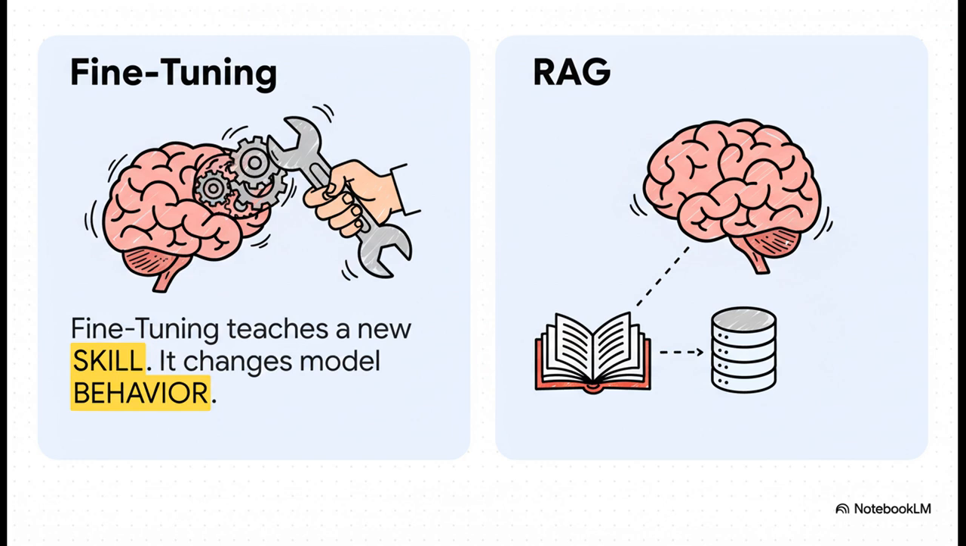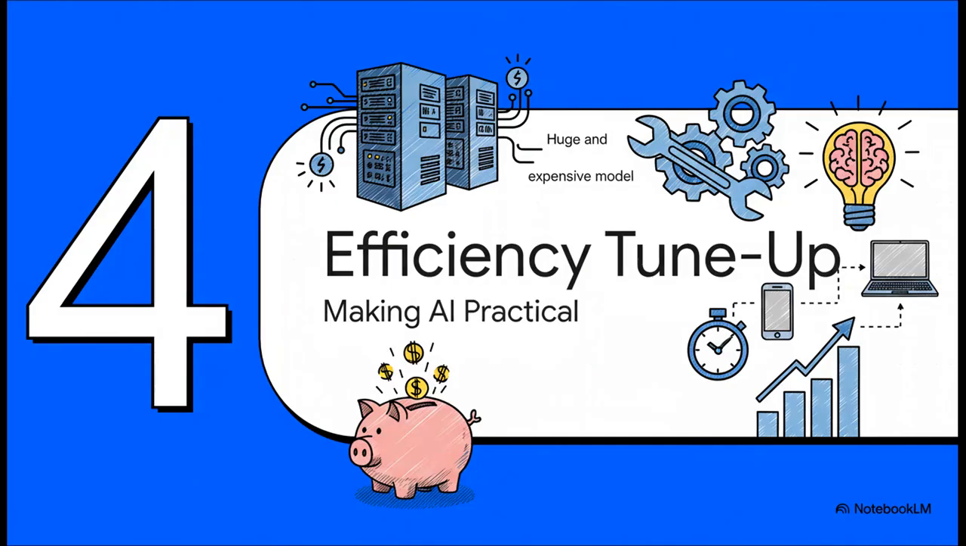RAG, on the other hand, provides new knowledge. It gives the model access to outside facts. So you need up-to-date info? Use RAG. You need the AI to act differently? That's fine-tuning. Skill versus knowledge. That's the key. So, we've got a smart, capable model.